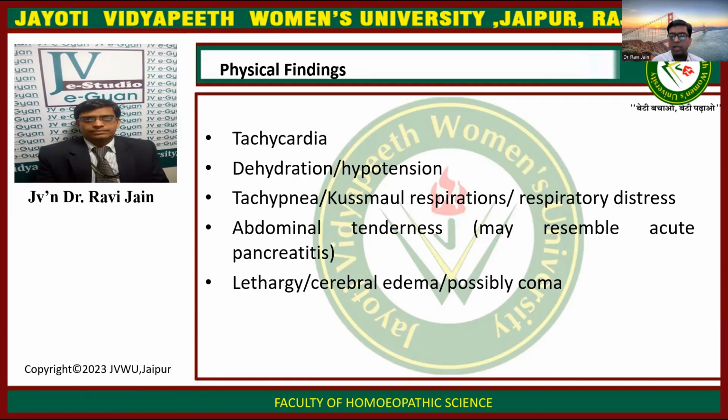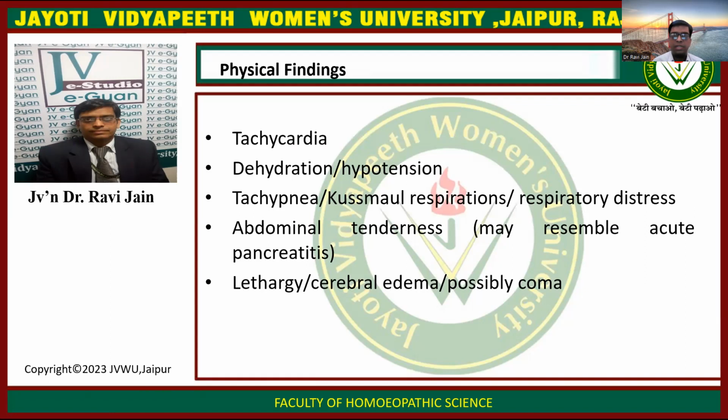Now, what are the physical findings that we are going to see in a patient with diabetic ketoacidosis? In a patient with diabetic ketoacidosis, the physical findings include tachycardia, that is, increased heart rate, more than 100 beats per minute. Dehydration or hypotension. We have just discussed why dehydration and hypotension take place because of the peripheral vasodilatation and polyuria.